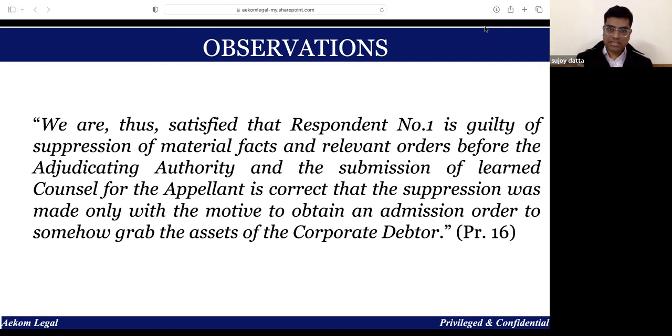So while Section 7 and Section 9 do not say any such thing, now the court has added by a source of law, saying that if a party files a petition on the strength of suppression of material facts in order to initiate CIRP proceedings in a malafide manner, then on this ground also the petition can be rejected. So that's the issue. So thanks, Nitin.